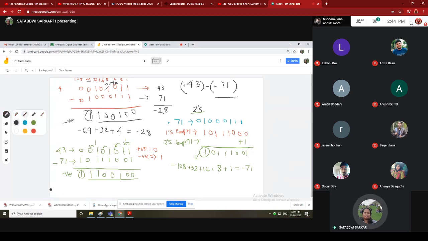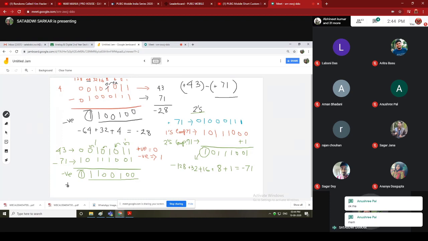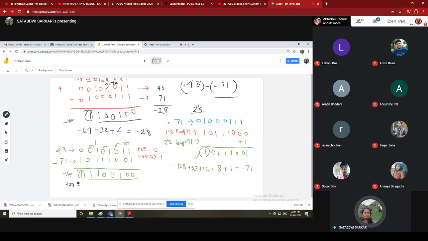Okay, now see here, for 1 in this position, this is 128. So this is minus 128, plus 64, plus 32, plus 4. So again we are getting the result as minus 28.